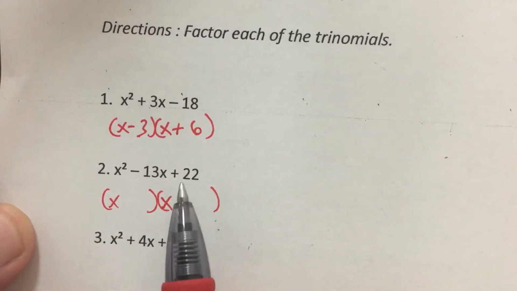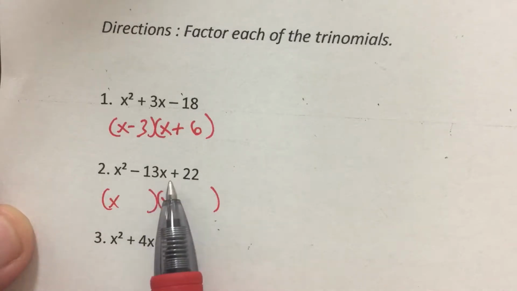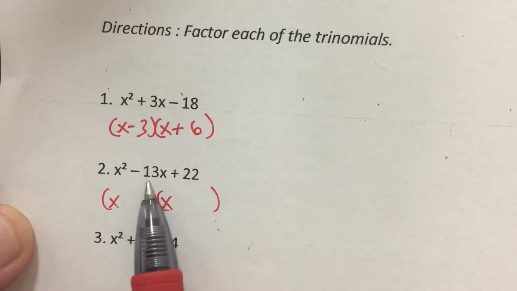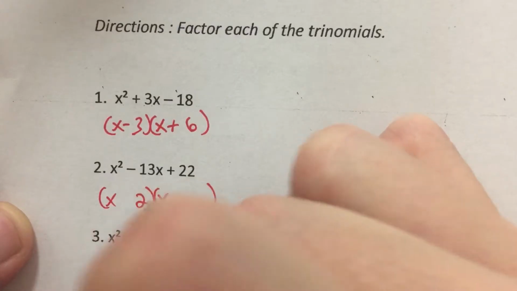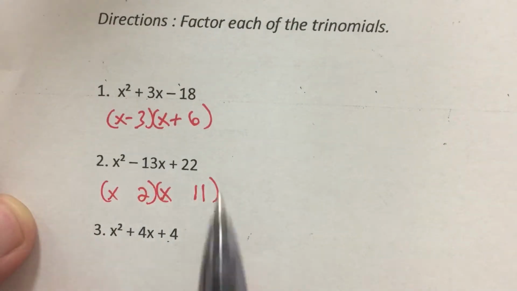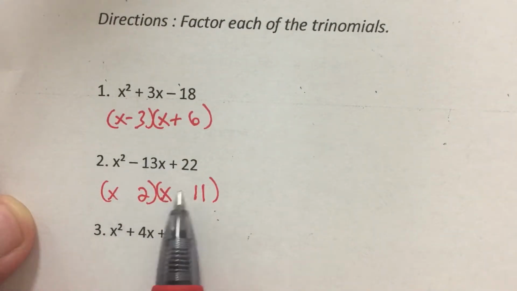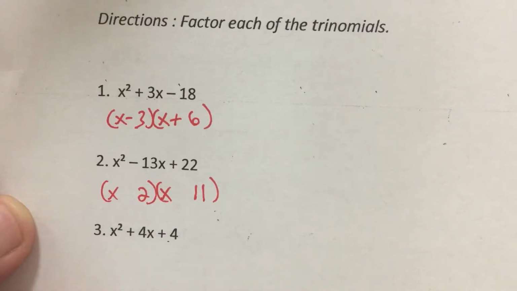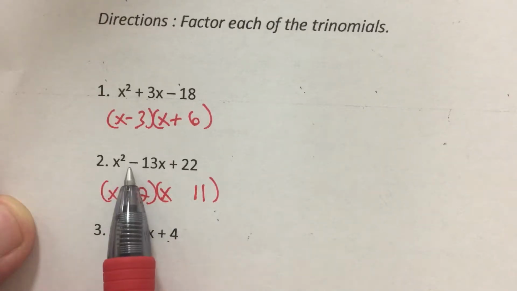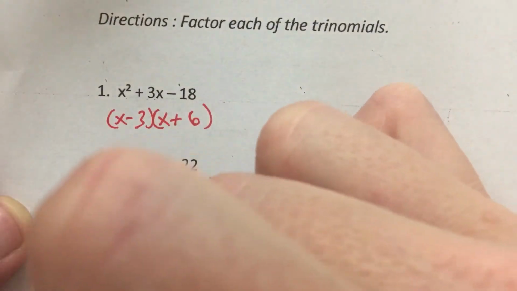Next one, I need two numbers that multiply to make 22 and will add, this time, to give me 13. Well, that would be 2 and 11. If the back sign's a plus, these two signs have to be the same thing. They're either both positive or they're both negative. I look to the middle to see what they both are. These are both negative.